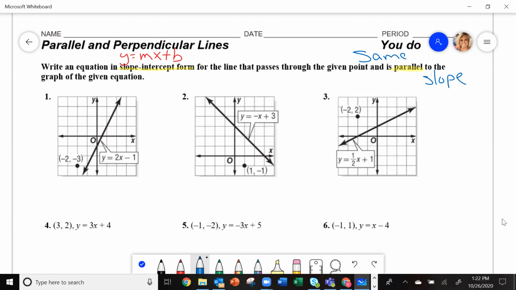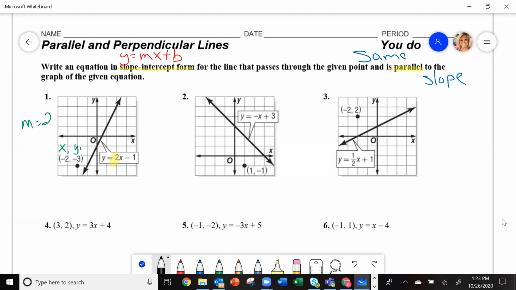All right, so number one. Hopefully you've done the notes and you can pause the video and try these on your own and come back. But if not, I'll do the first one and then hopefully that'll get you started. It is already written in slope-intercept form. Here is my slope that I'm highlighting, so it's giving me my m number, which is 2. It gives me a point, x1 and y1.